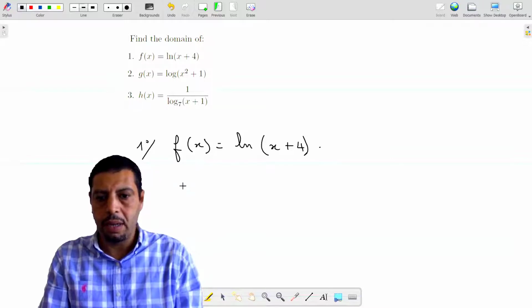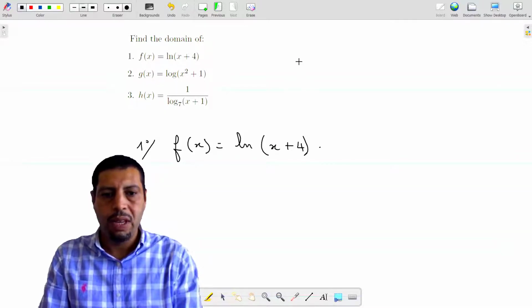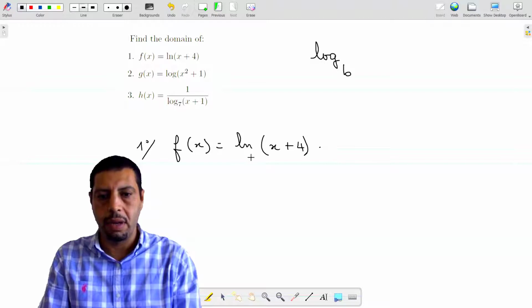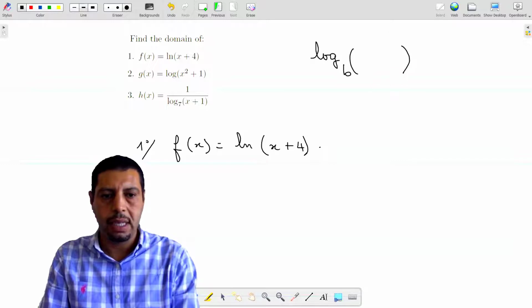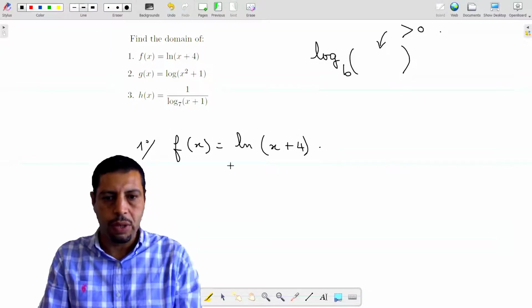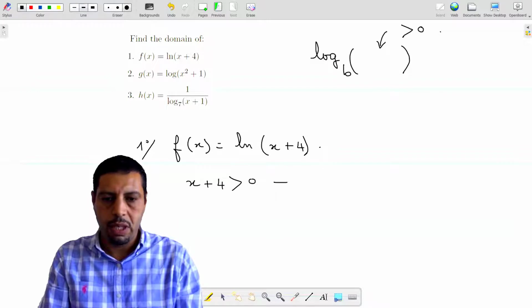First of all, a quick reminder about logarithmic functions' domains. When you see any logarithmic function with any base b, including the ln, including the decimal log, including any logarithmic function, you have to check that what's in the brackets here is greater than 0. And this allows you to determine the domain of your functions, okay? So here we have ln of x plus 4. We have to check that x plus 4 is greater than 0, which means that x is greater than negative 4, and it gives us our domain.